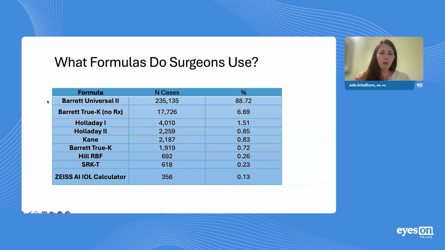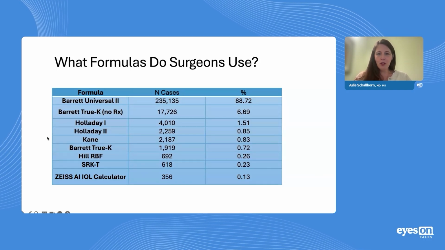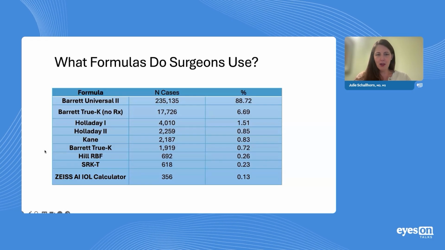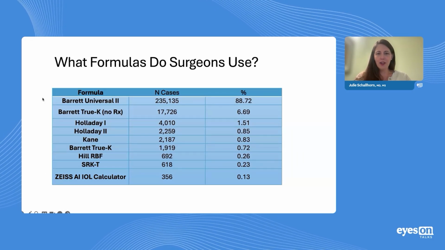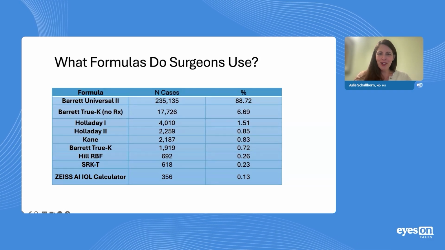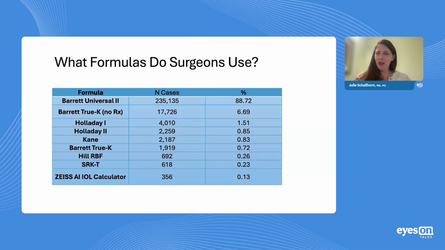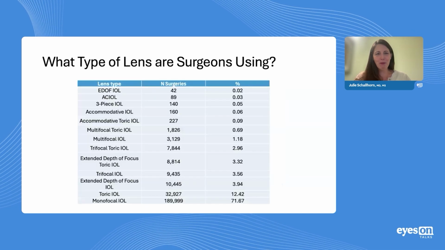And it turns out, actually, most people are using the Barrett Universal 2. But there are still some people that are using the Holladay 1, the Holladay 2. Some people are using the Kane, Barrett TrueK, SRK/T, and the Zeiss AI calculator. So 1.5% of our surgeries out there are being planned with the Holladay 1 because some people really, really love the Holladay 1. That also kind of blows my mind.